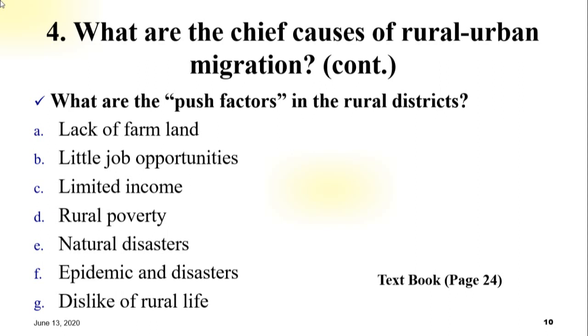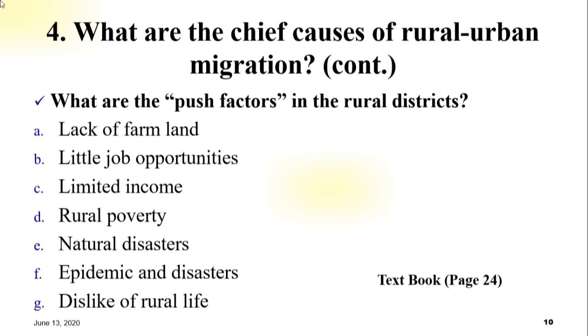Epidemic and disaster means a widespread occurrence of an infectious disease in a community at a particular time.